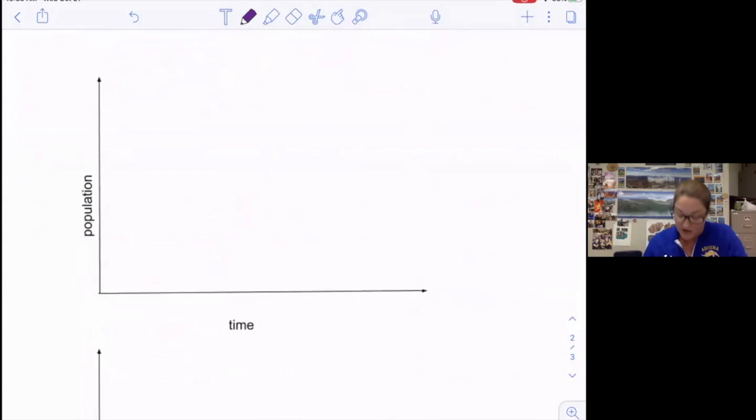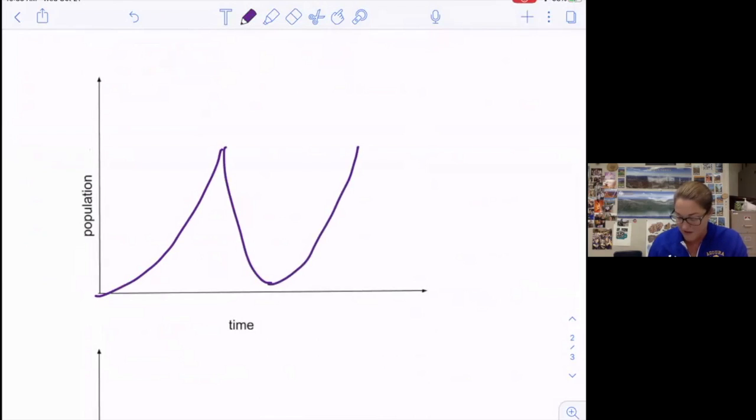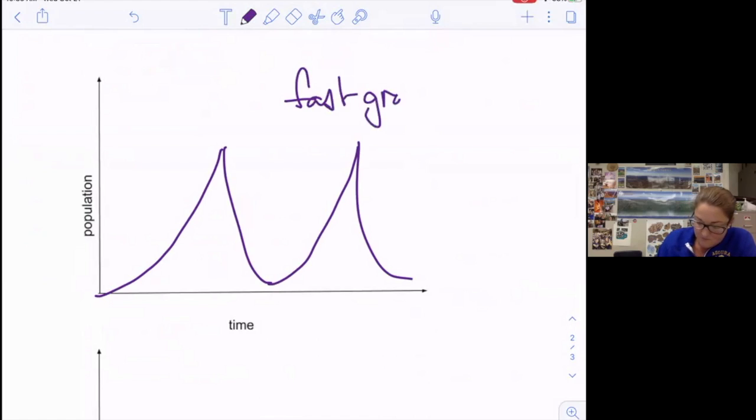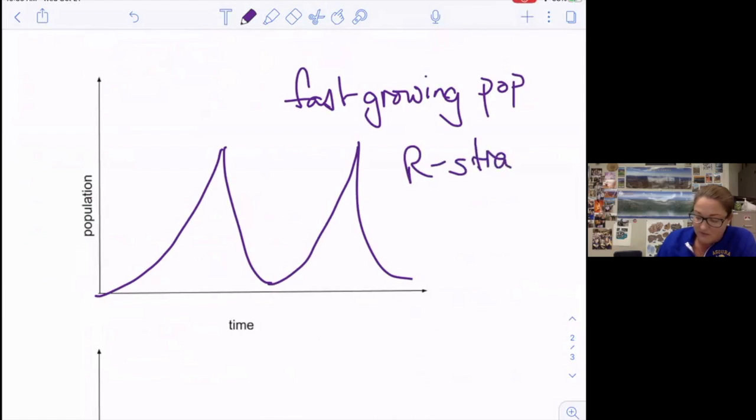is what we saw in the predator-prey, where the population shot up and then crashed, and then the population shoots up and then crashes. So in this type of situation, we get a repeating J curve. And this is typical of fast growing populations. So like R strategists, this is typically pretty common. So your R strategists, again, are the ones that reproduce really rapidly, like rabbits.